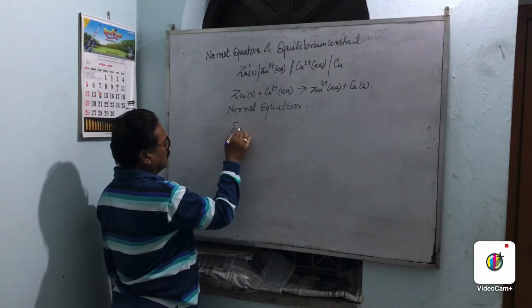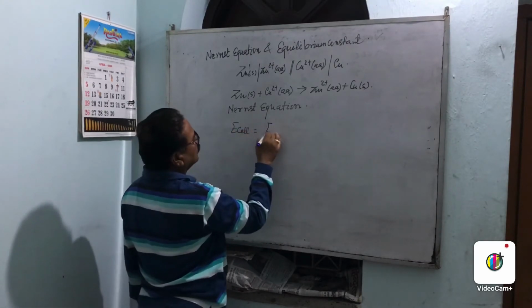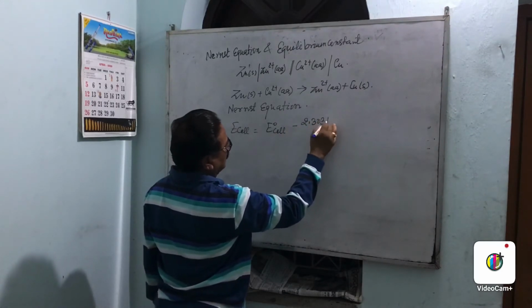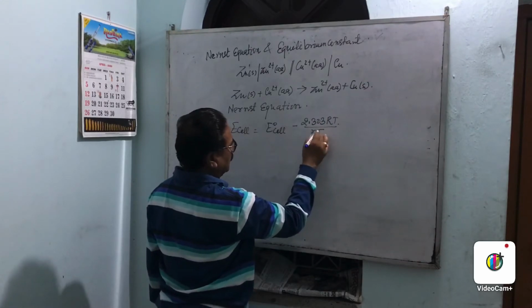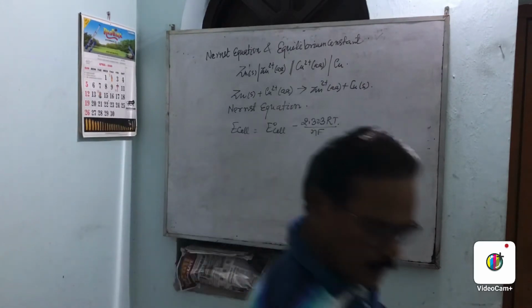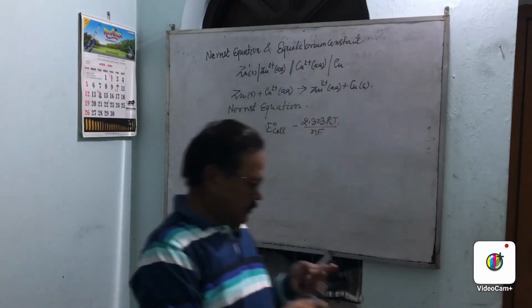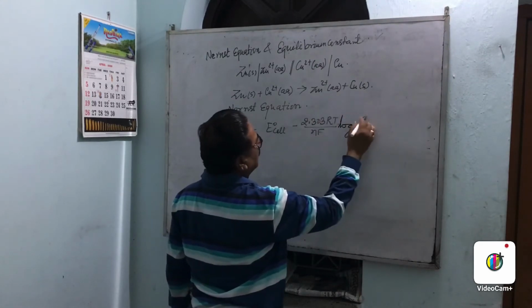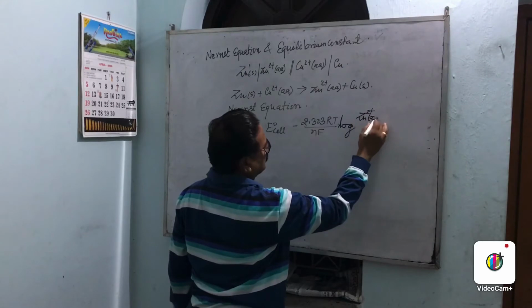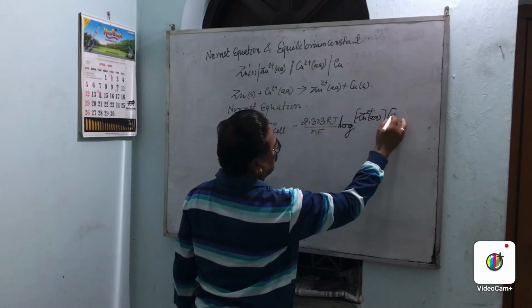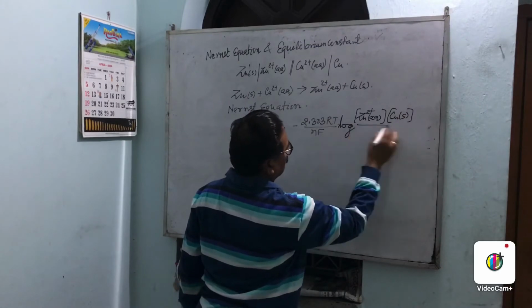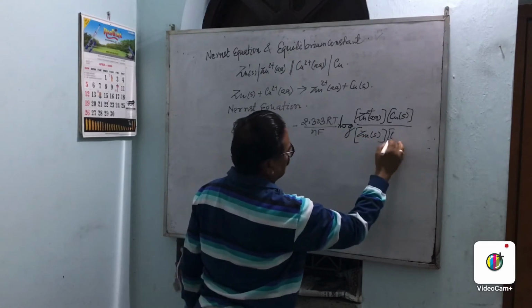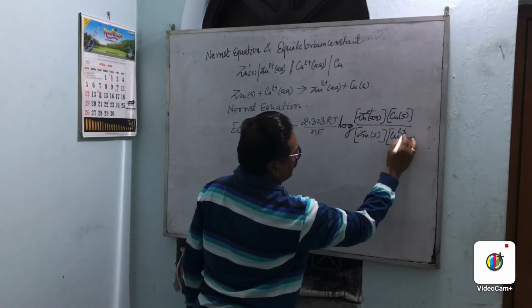Now E cell is equal to E naught cell minus 2.303 RT by nF, and this is log, product by reactant, Zn2 plus aqueous and copper solid, over Zn solid and copper 2 plus aqueous.